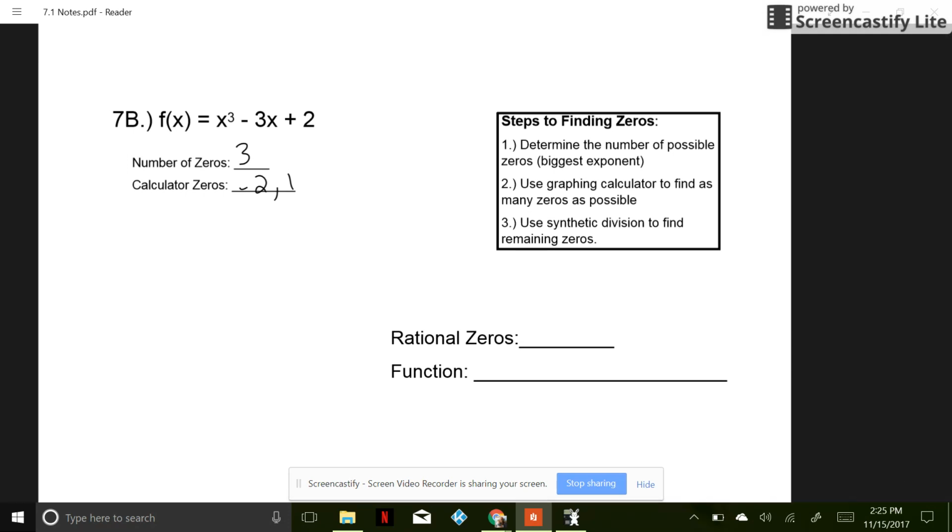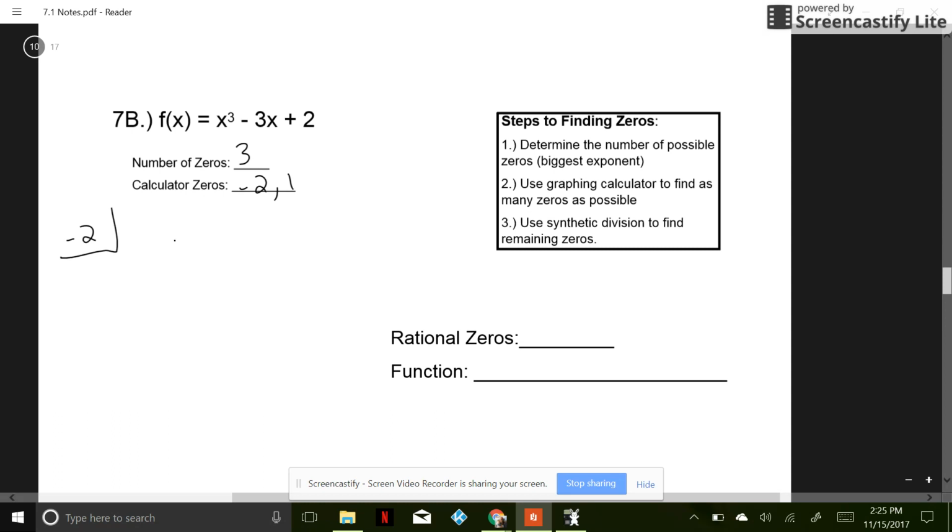Since we know those are two factors that do exist for the function, we can use synthetic division to divide those factors out and see what's left. So I'm going to use the -2, use synthetic division, and do some dividing. So coefficients for x cubed would be 1, x squared is 0, -3 and 2.